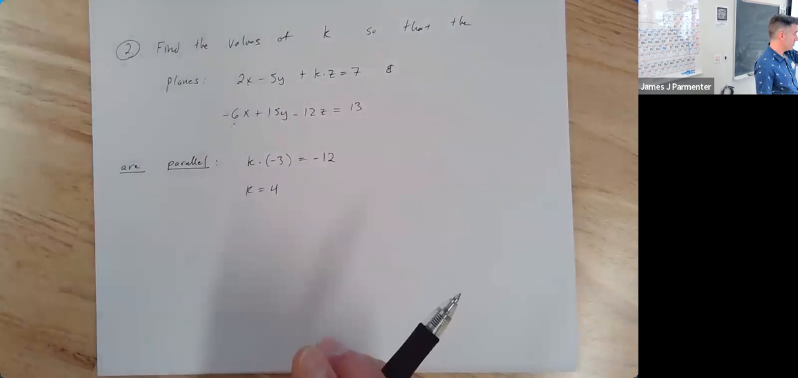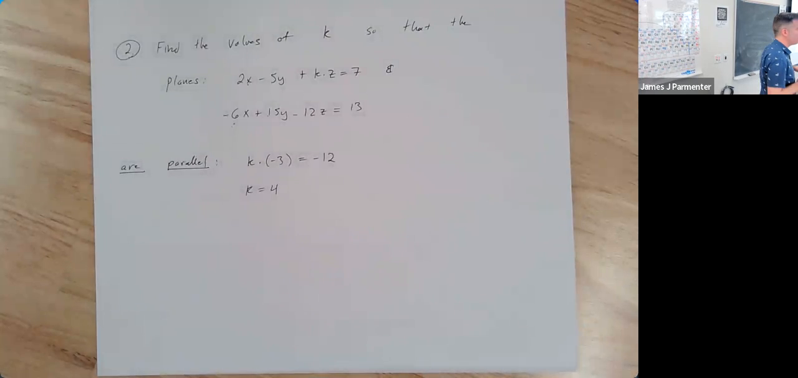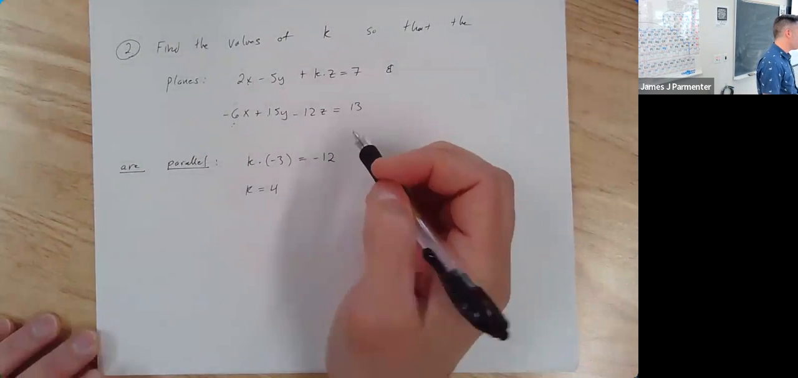Question, Ryan. Cool. So it's kind of like how when two lines are parallel, they have the same slope but a different y-intercept. When two planes are parallel, you have the same coefficients of your variables and a different intercept or constant they're equal to.